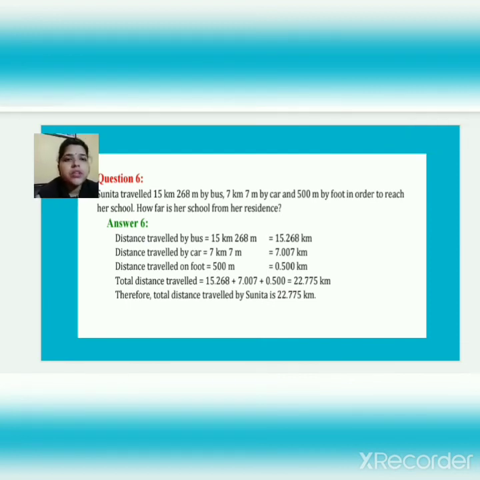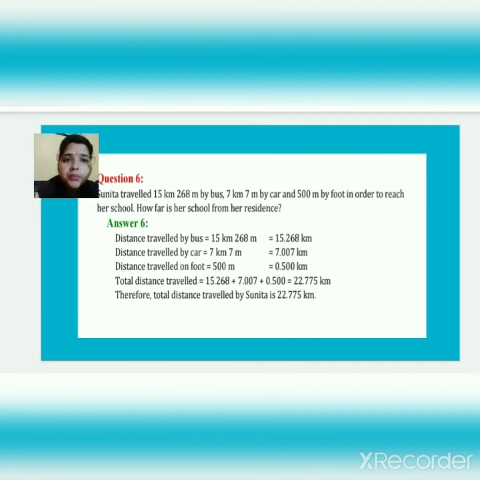Sunita traveled 15 km 268 meter by bus, 7 kilometers 7 meter by car and 500 meter by foot in order to reach her school. How far is her school from her residence? Okay, Sunita traveled this. So what answer will come? Distance traveled by bus. How much she traveled? 15 kilometer 268 meter.